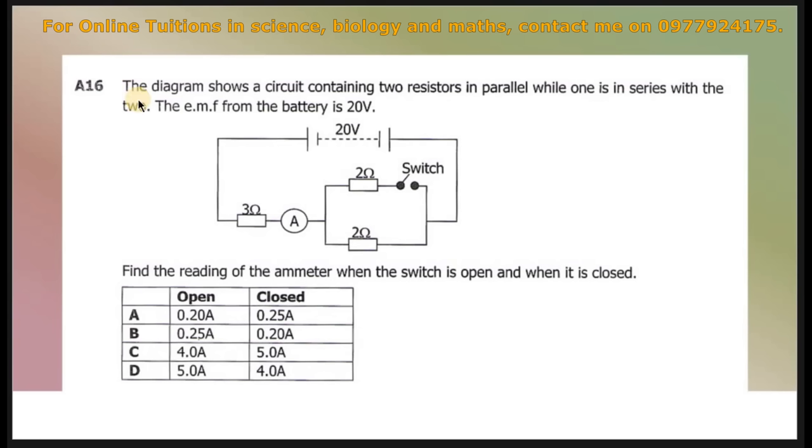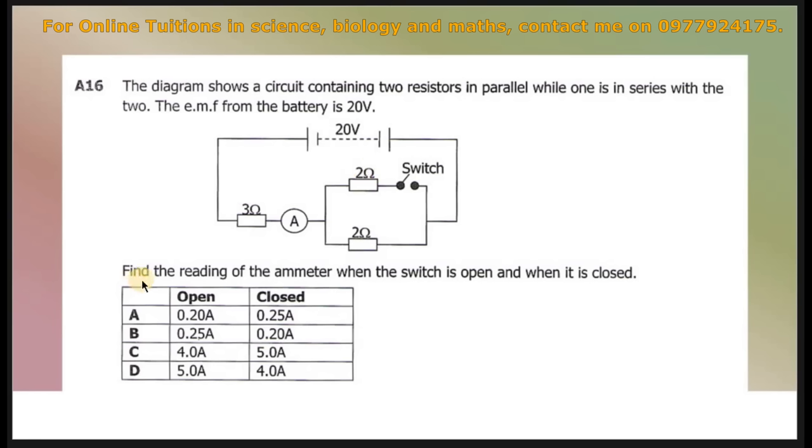Let's go to 16. 16 says the diagram shows a circuit containing two resistors in parallel, while one is in series with the two. The electromotive force, which is EMF, from the battery is 20 volts. Okay, 20 volts there. So you have two resistors in parallel, these 2 ohms in parallel, while one is in series with the two, and this one is in series with the two.